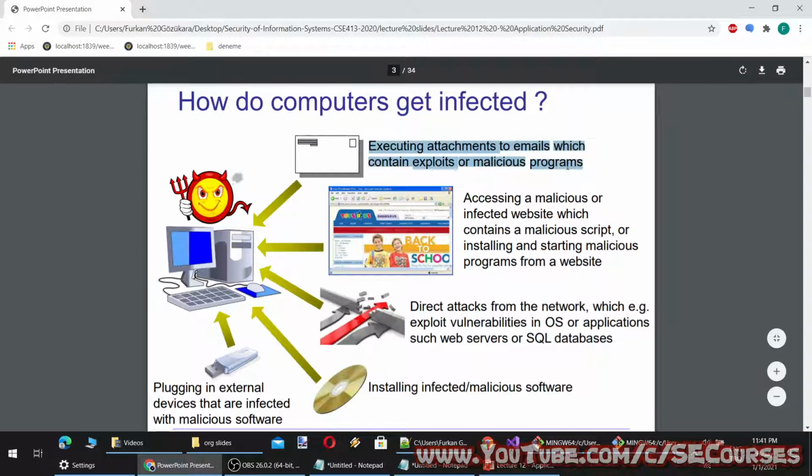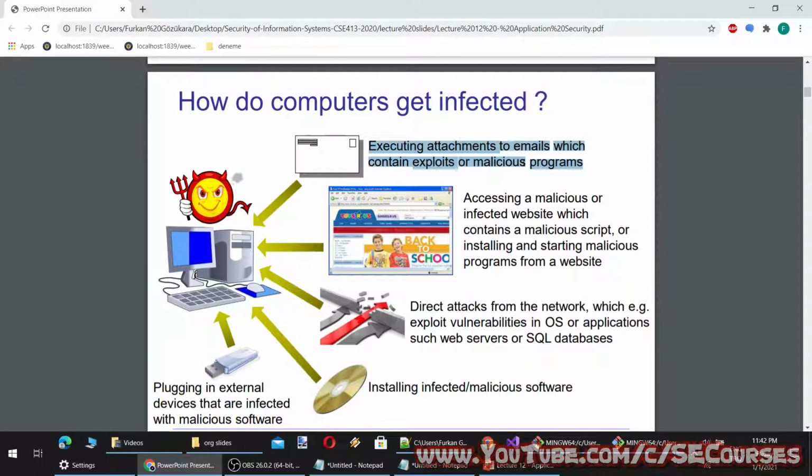Executing attachments to emails which contain exploits or malicious programs. This is one of the most common ways of getting infected. The emails are sent by hackers, but these hackers usually use your friends' emails. What I mean is, for example, let's say you made a mistake and your computer got infected. Then they send emails to your friends from your email address, so they gain trust. Because you say, oh, this is coming from my friend, therefore it should be safe. No. You should be very careful even with people that you know.